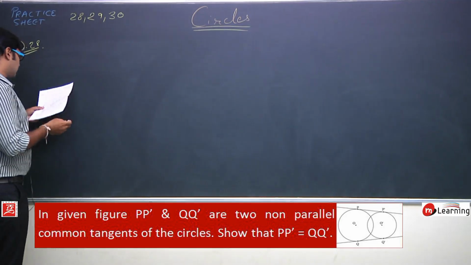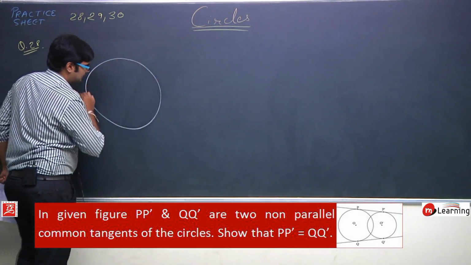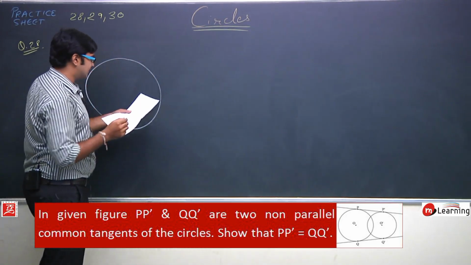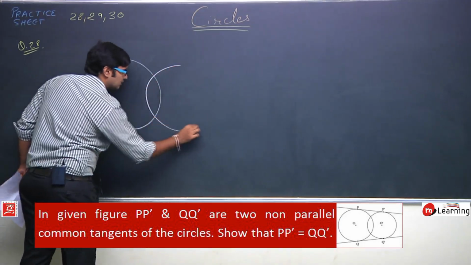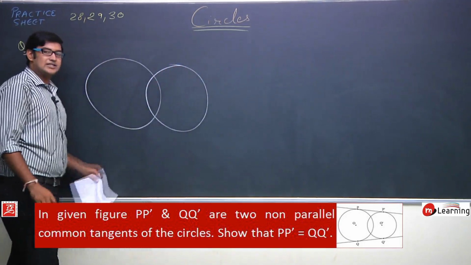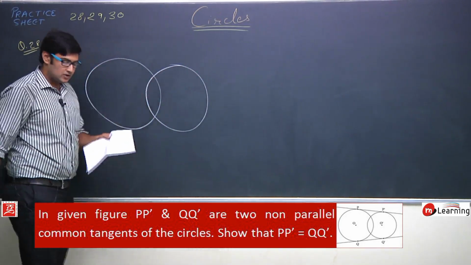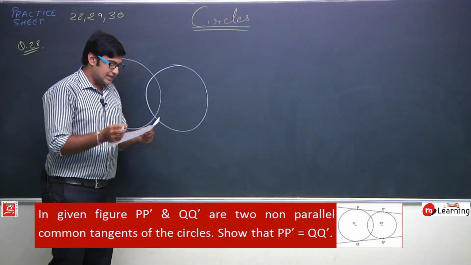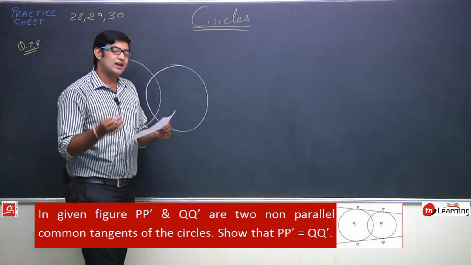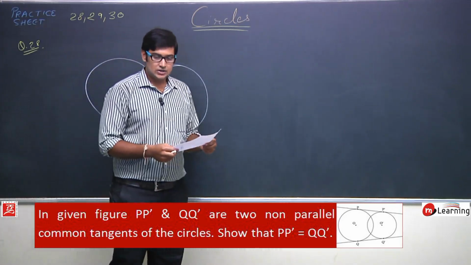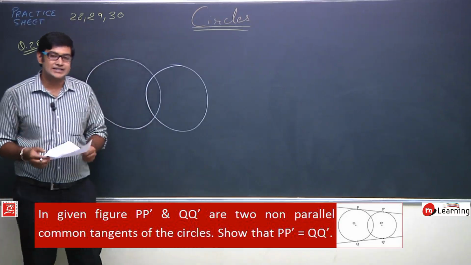Let us first draw two circles. Let us say this is the first circle, and you can see in the diagram the other circle is intersecting this circle like this. So these two circles are intersecting each other at two different points. Now it says that PP dash and QQ dash are two non-parallel common tangents. So what is meant by non-parallel common tangents? First, what is a common tangent?